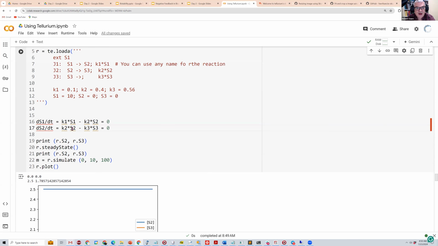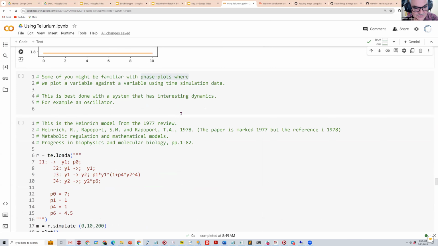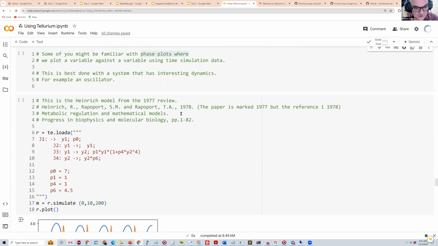And I'm going to show you, so we've done some extremely dull models up to this point. Let me show you a little bit more of an exciting model. Let's show you an oscillator model. This is the first oscillator model. We'll do a lot more on oscillators later this morning. It's from, I call it the Heinrich model. It's from his 1977 review. That's a really good review, actually.